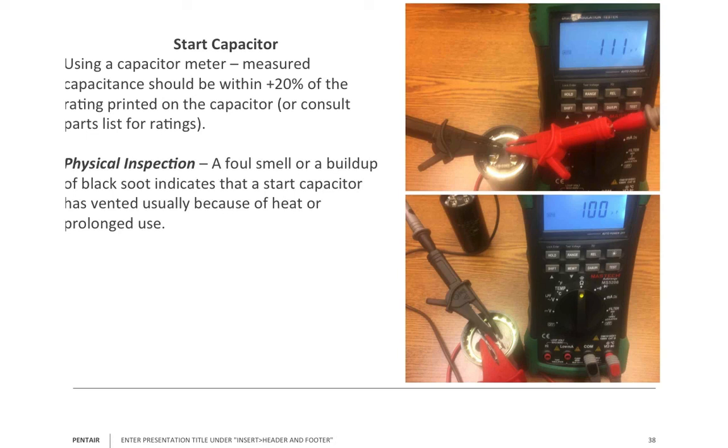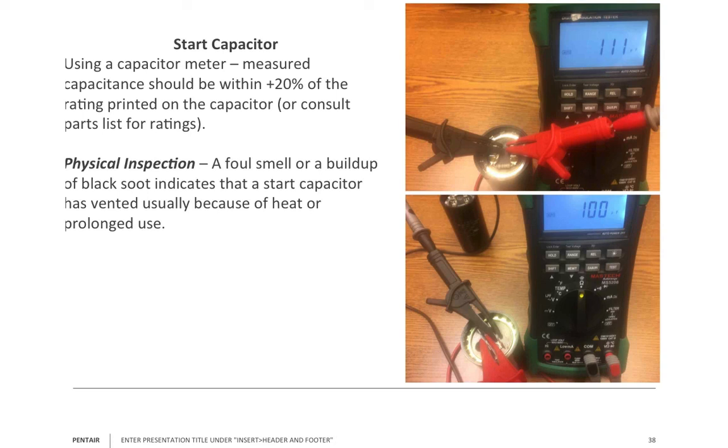But in order to read capacitance, you've got to clip that resistor out. So it went from reading 111, which was too high for an 86 microfarad capacitor, down to 100, which put it right back into the proper spec. Now, you can then solder the resistor back into place to make it safe again. I would recommend it, but if you don't know how to do that, just understand the only thing that resistor does is discharge that over time.